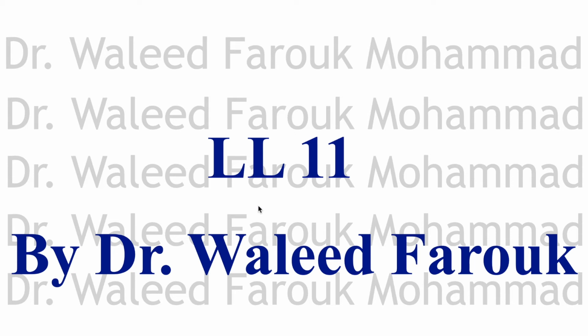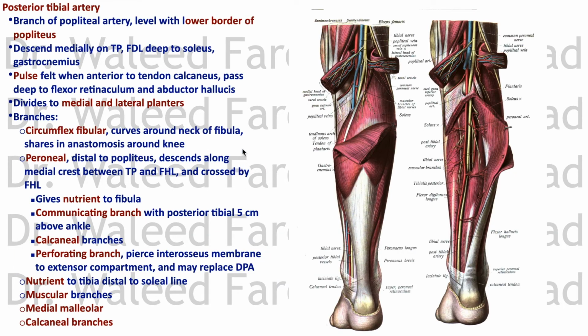In this lecture we'll be discussing the vessels and nerves of the flexor compartment of the leg, so let's begin. Of course, the artery of the flexor compartment is the posterior tibial artery. It's a branch of the popliteal artery. This is the posterior tibial artery, a branch of the popliteal artery at the lower border of popliteus.